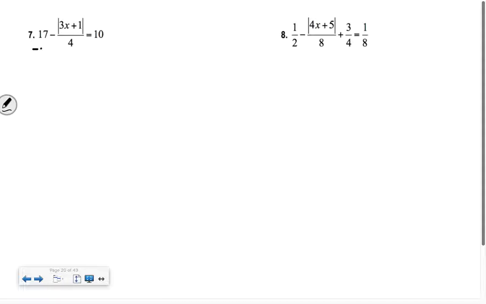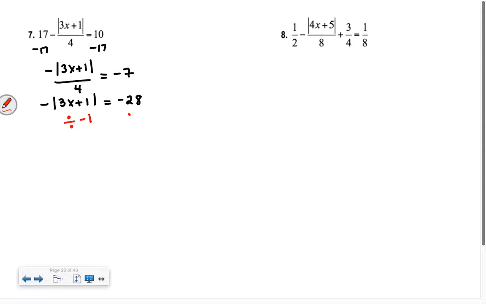All right, so I'm going to subtract 17. So I get negative absolute value of 3x plus 1 all over 4 is equal to negative 7. We can multiply the 4 over and we get negative 28, but we still have that negative in front of the absolute value. So what we're doing is dividing by negative 1, or multiplying by negative 1, it doesn't really matter. So we get the absolute value of 3x plus 1 is equal to positive 28.